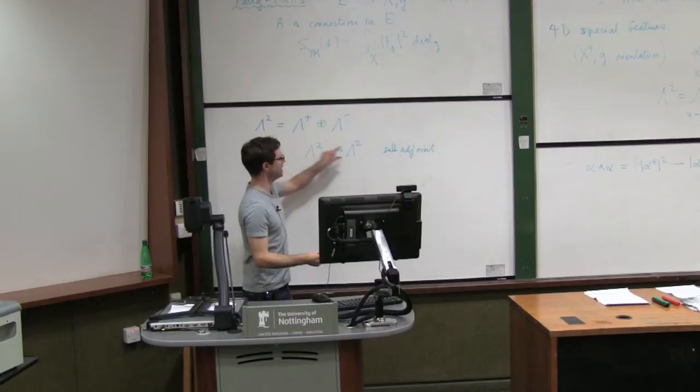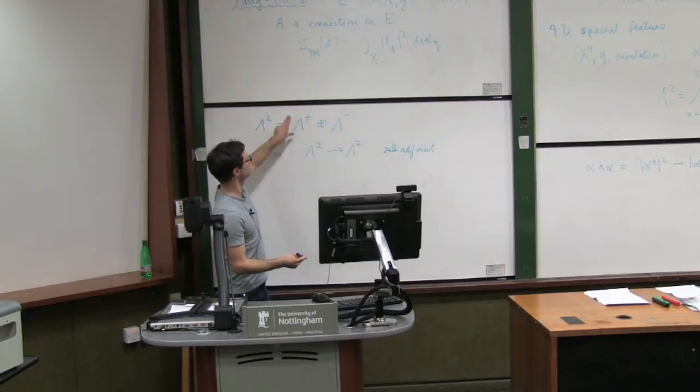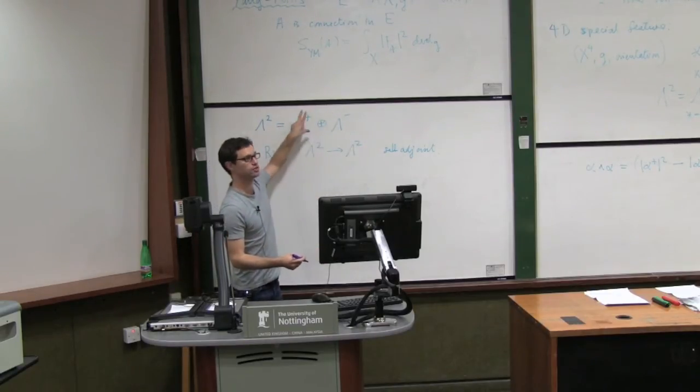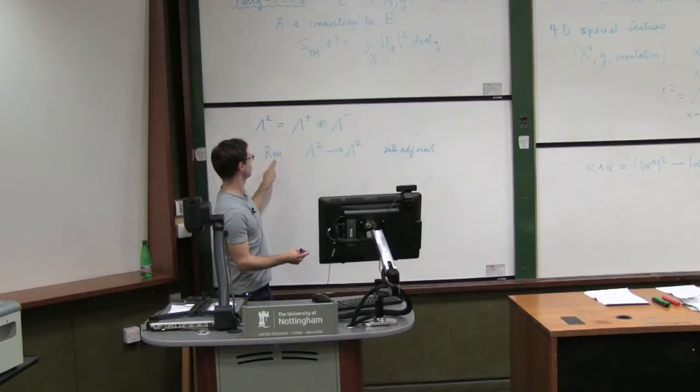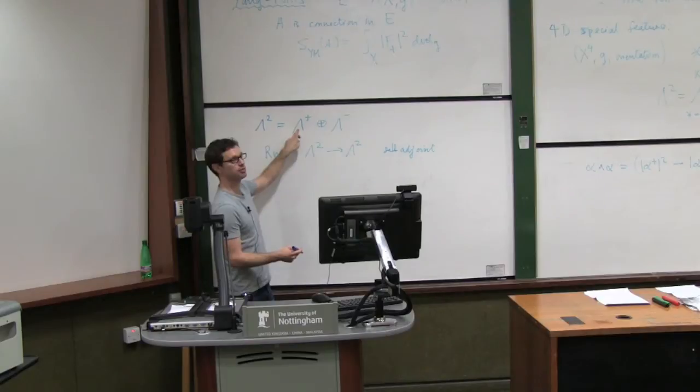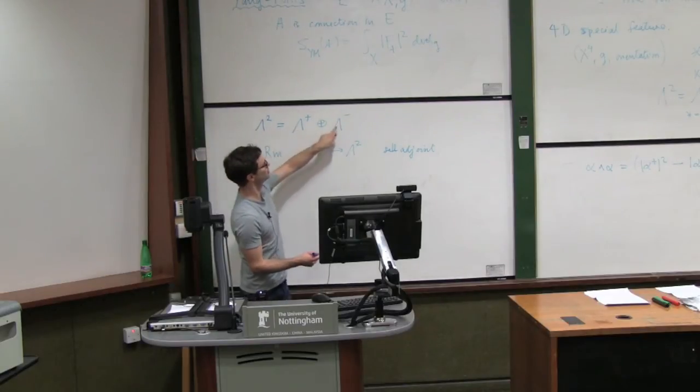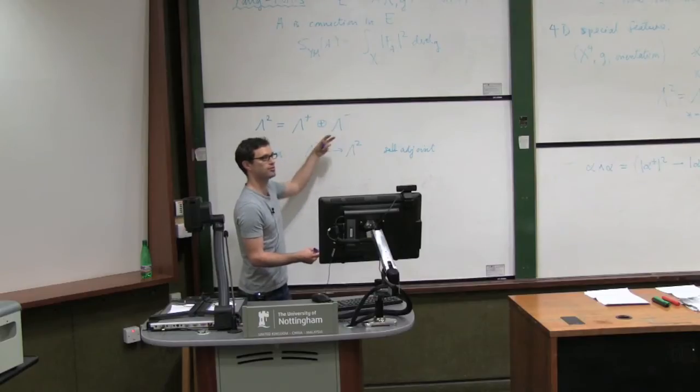Okay, so this is true in any dimension, but obviously in dimension 4 we have this splitting into two pieces. So now I can talk about the four components of the curvature. There's a piece that sends lambda plus to lambda plus, there's a piece that sends lambda plus to lambda minus, a piece that sends lambda minus to lambda plus, and a piece that just acts on lambda minus.